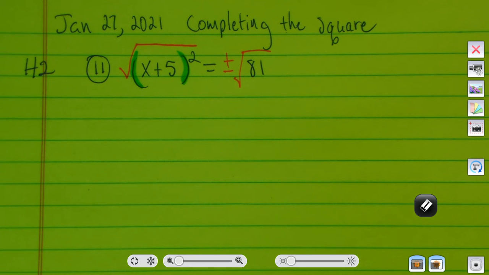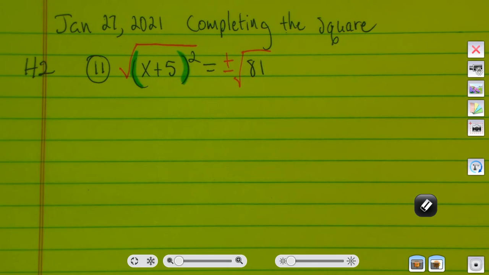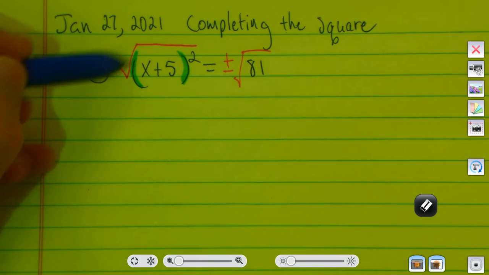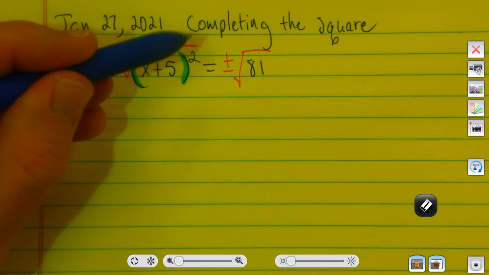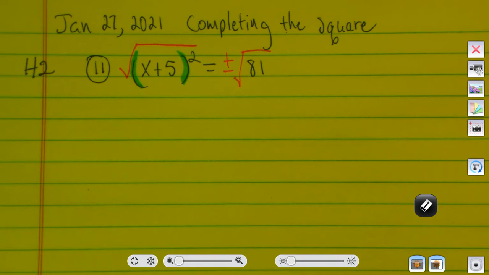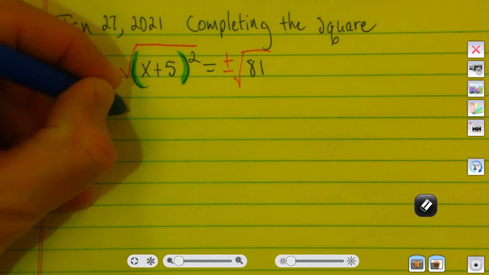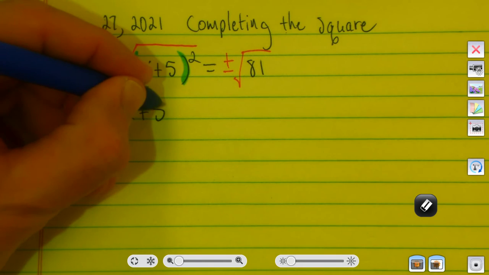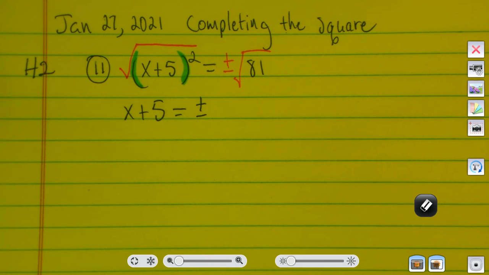And when we take the square root of both sides, because there's a variable involved, we do know that our answer will be either positive or negative square root of 81. All right, so the square root of, in parentheses, x plus 5 squared. So x plus 5, everything in that parentheses is what's squared. The square root of that's just x plus 5. And my answer is plus or minus the square root of 81, or 9.